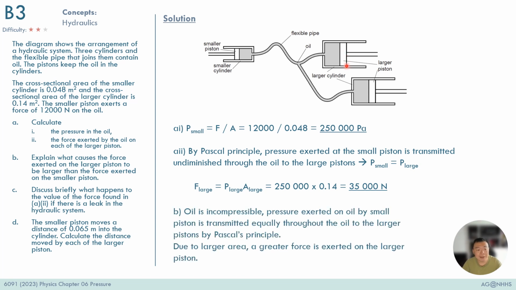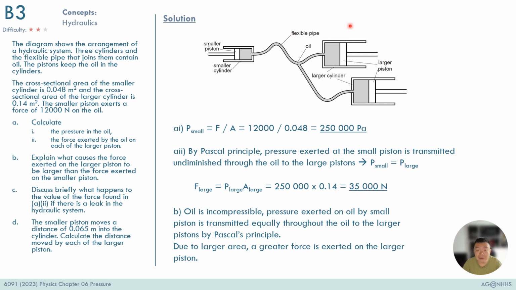And in part B, to explain, basically use Pascal's principle applied to this scenario. When we exert a force on the smaller piston, there's a pressure exerted on the oil. This pressure is transmitted undiminished throughout the whole hydraulic system. And on the right side, the same pressure will result in a greater force because the area here is bigger. This is how we can amplify the force on a larger piston.